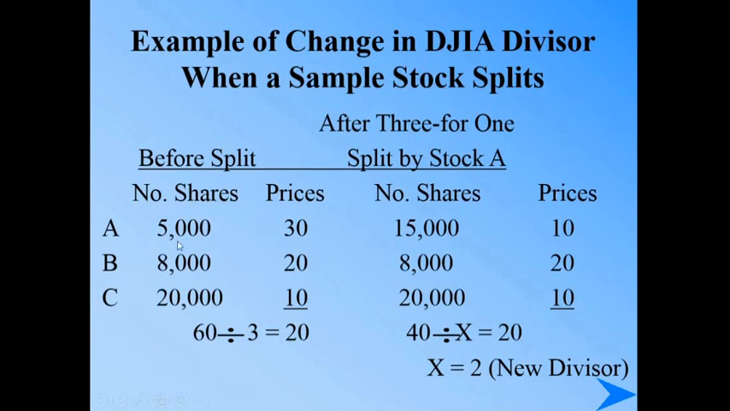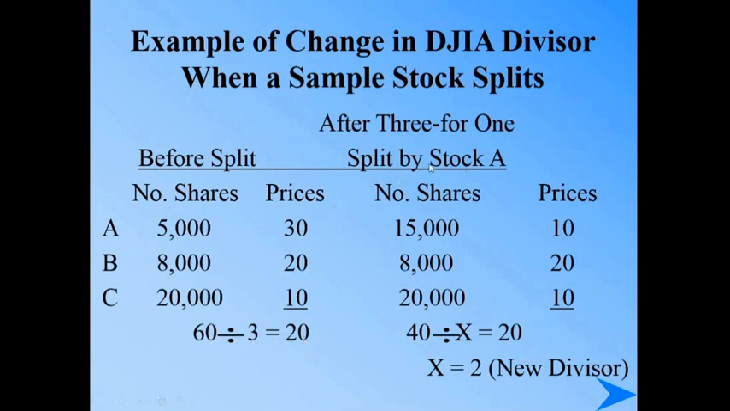split. So let's say company A has 5,000 shares, B has 8,000, and C has 20,000 shares, and their prices are 30, 20, and 10. Once you calculate the sum of these 30, 20, and 10, we'll get 60. And since the divisor is 3, you'll get a value of 20. So the index value would have been 20.